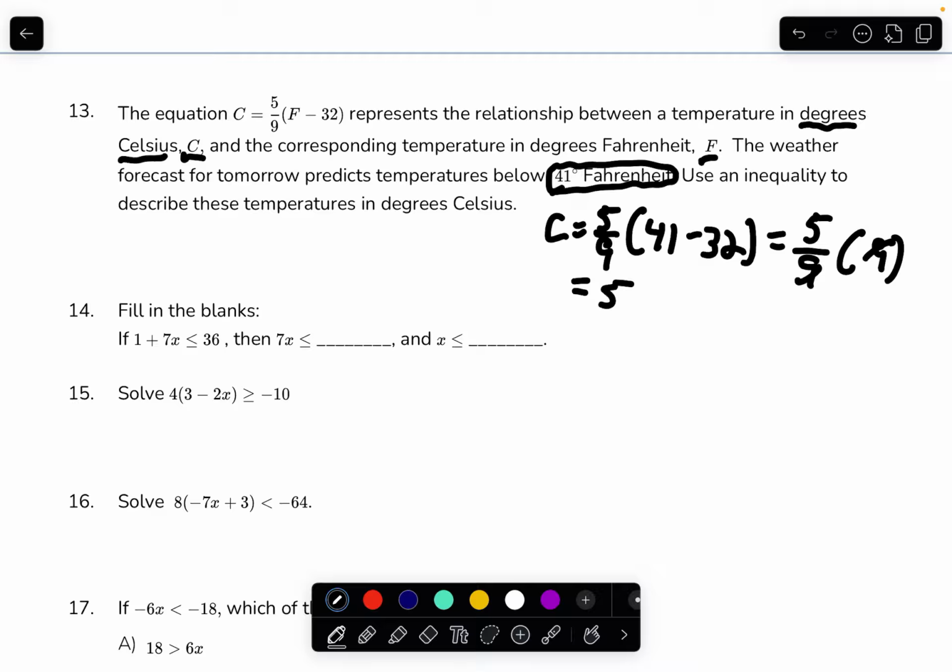So when they say use an inequality to describe the temperatures in degrees Celsius, the weather temperatures below 41 degrees Fahrenheit, it's below 5 degrees Celsius. So you could say 5 degrees Celsius is greater than T, or you could say T is less than 5 degrees Celsius.